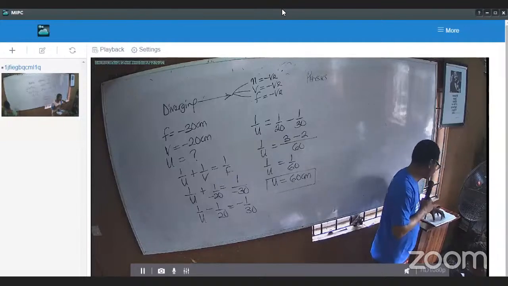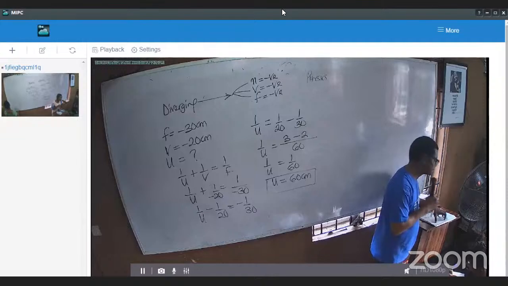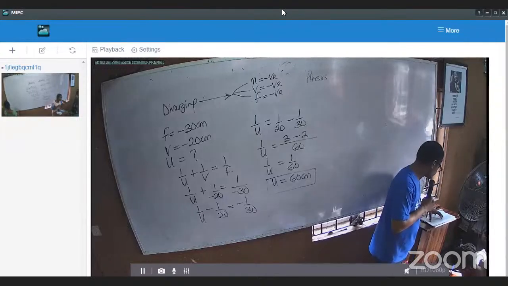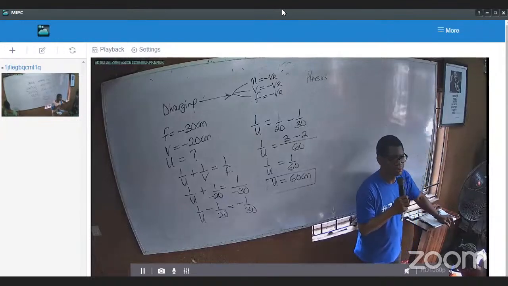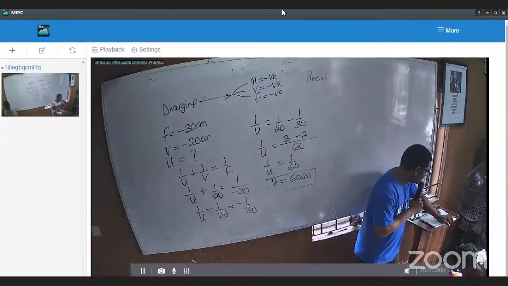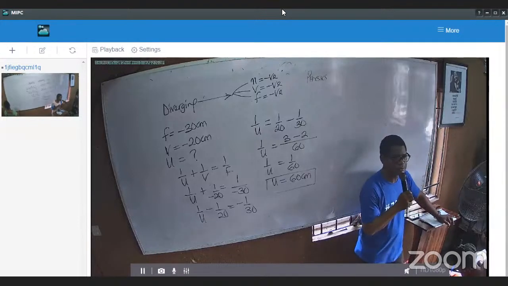Refraction of light differs from reflection in that, in refraction, at least two media are involved.